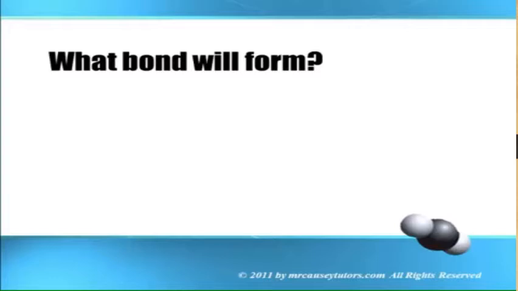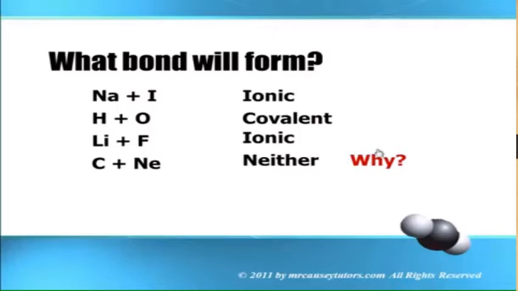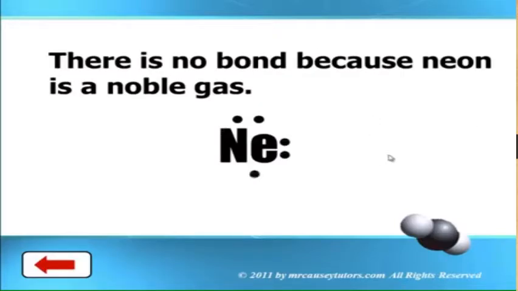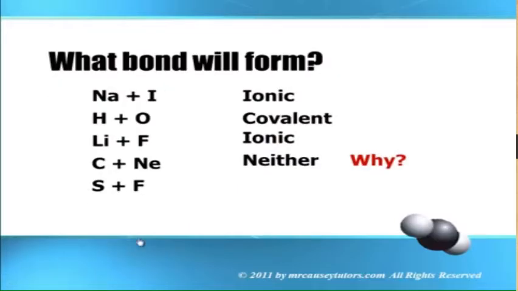Okay, now let's look at some examples here. What bond will form? Sodium and iodine together. So what bond is that? Hopefully you said ionic. Hydrogen and oxygen coming together. We kind of already did this one, and it's covalent. Here's a lithium and fluorine. When they come together, ionic. How about carbon and neon? Neither. Why? Well, there's no bond because neon is a noble gas. The octet's full. It doesn't want a bond. It doesn't need electrons. Doesn't want to give up electrons. Then we have sulfur and fluorine, covalent.